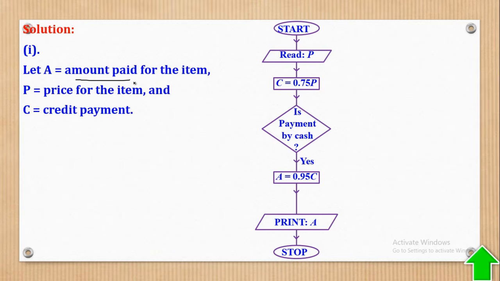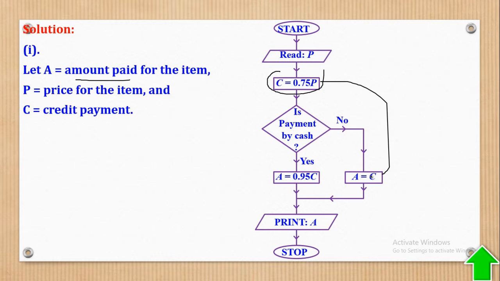But the question is, what if payment was by credit? In other words, what if it was not by cash? What does that mean? It means that you don't get the second discount, you only get this first discount. That is why here now we shall say that amount is equal to this, is equal to that value of C, and that is what you print as the amount of the item.